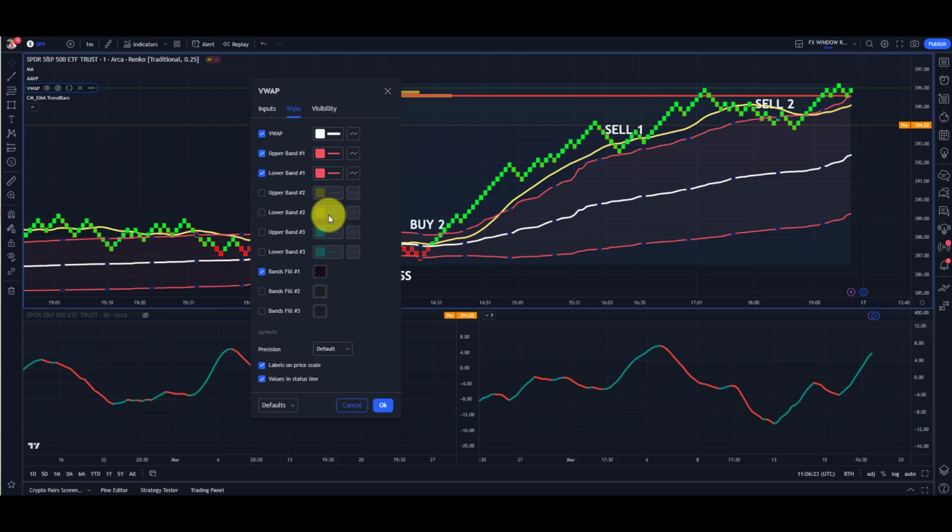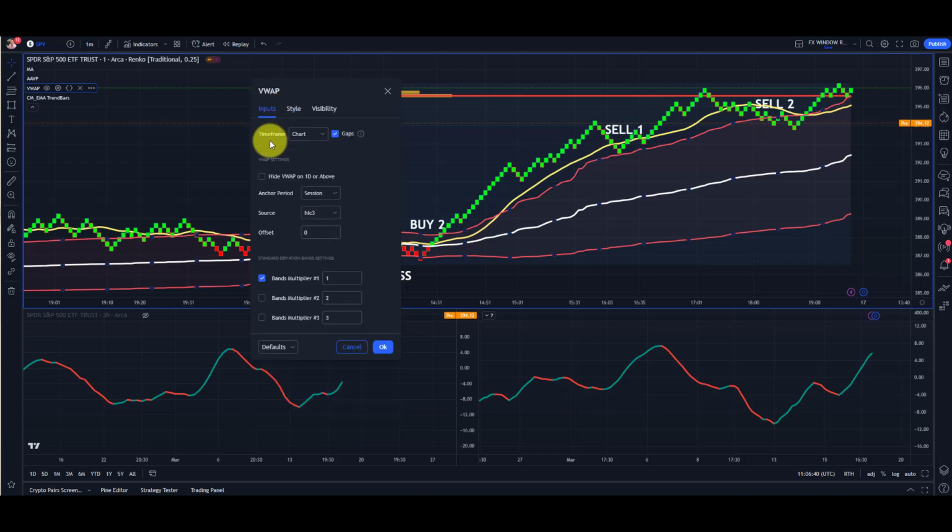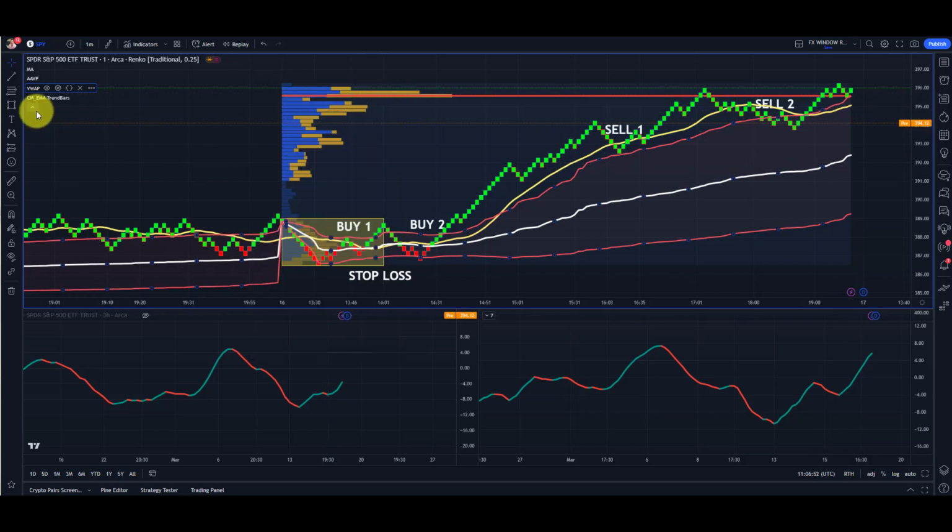Maybe another strategy there for you. Bands fills ticks on, that just shades out the background area, but we want the upper and lower of number 1, and the VWAP, which is the white line, that's the important one. But the breakouts come around those upper and lower bands there. In terms of inputs, just set to the chart, anchor period session, high, low, close to read the source, and they're the inputs. So not much to it there. And that's basically, I believe, the full setup for what we need.